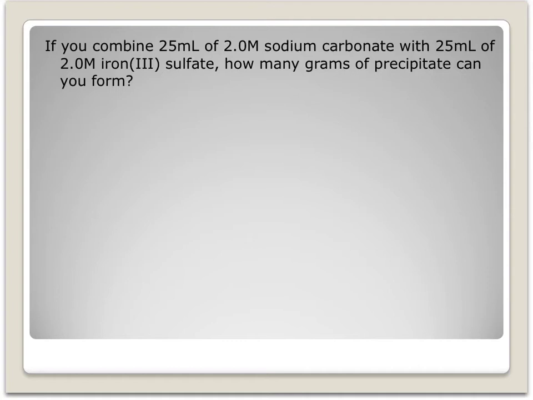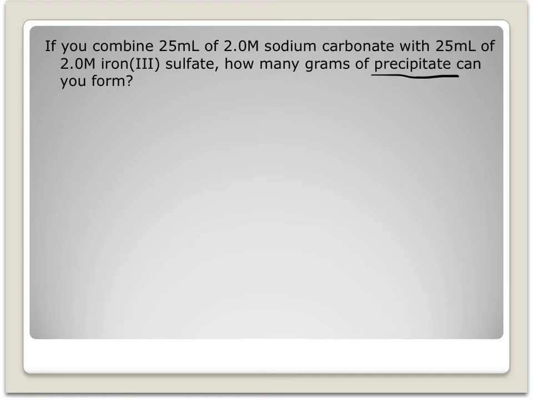You're going to need to do it yourselves. So we should know how to name our ionic compounds or get formulas from them. We should know how to balance reactions, and all of these are just going to be partner swapping when we write them out. Then you also need to identify who is the precipitate. So this question is saying we have 25 milliliters of 2 molar sodium carbonate, 25 milliliters of 2 molar iron(III) sulfate. How many grams of precipitate can you form?